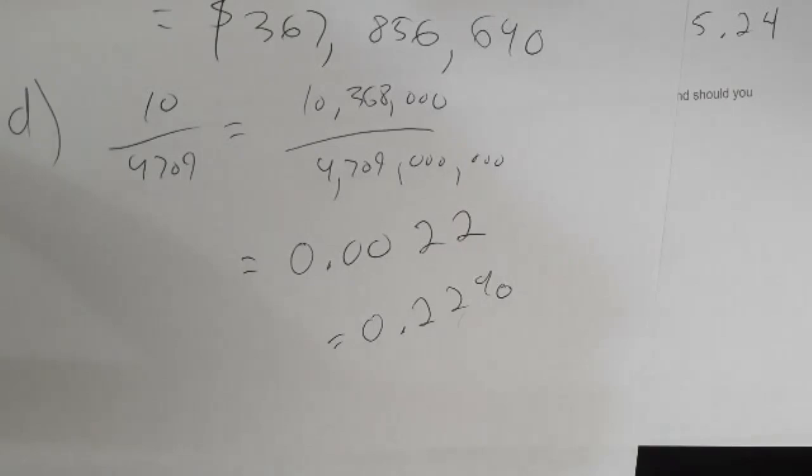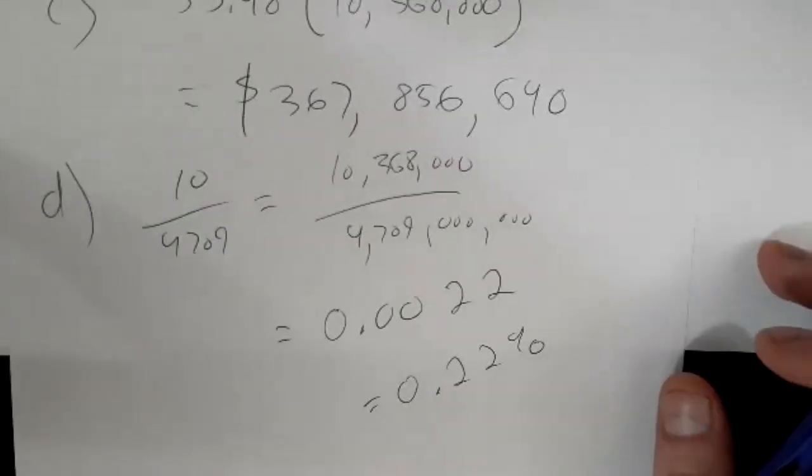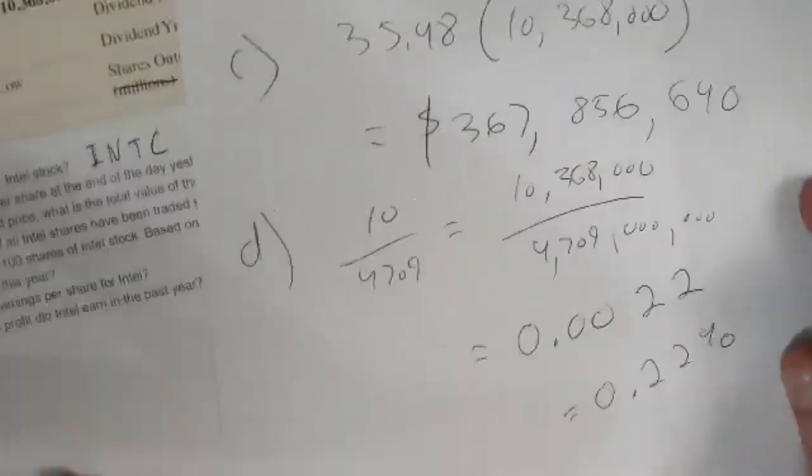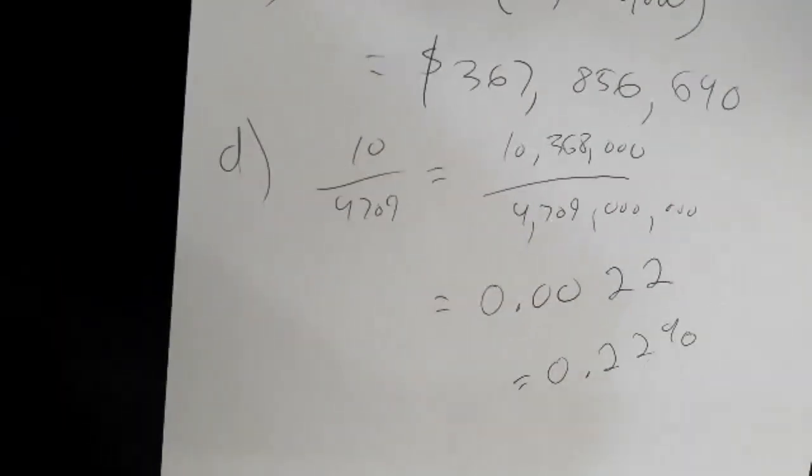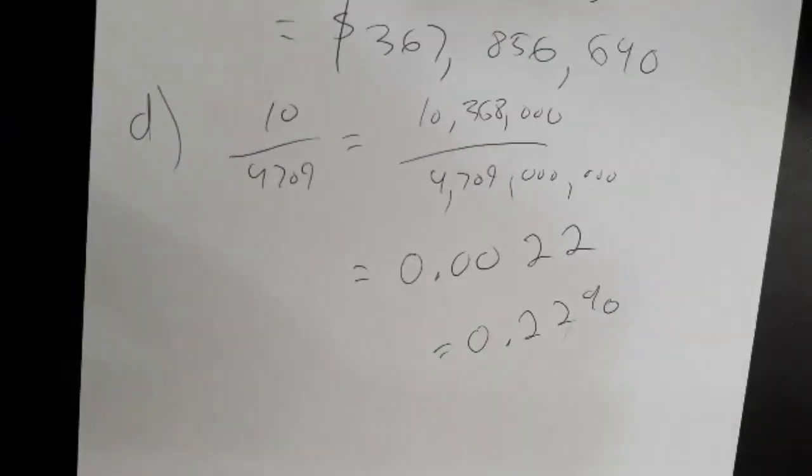Okay, I got 20. Wait, hold on. 10 out of 4709, 0.00. You might get 0.21% if you do a little bit of rounding, but it should be pretty close. 0.22, right? So then you move it over. And so that's D. What about E?